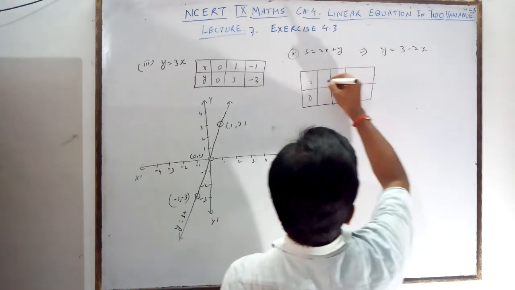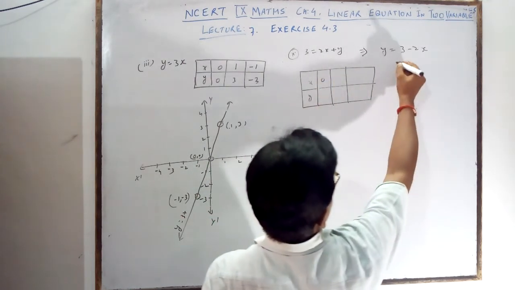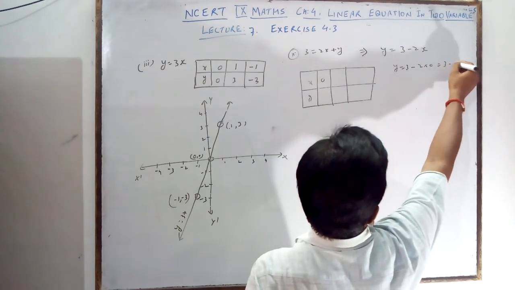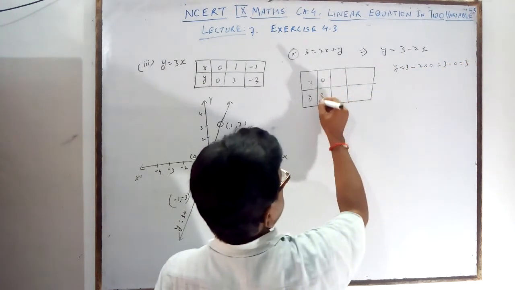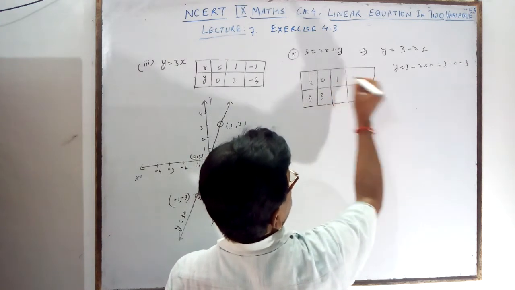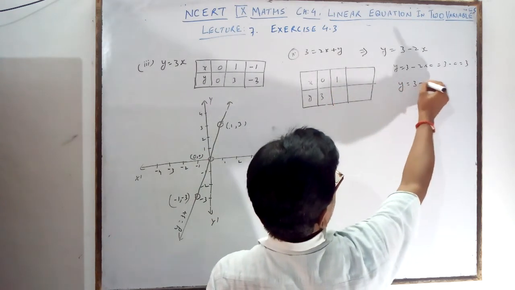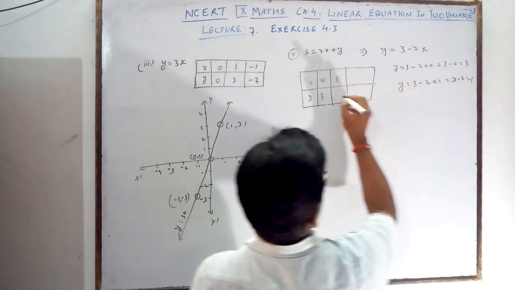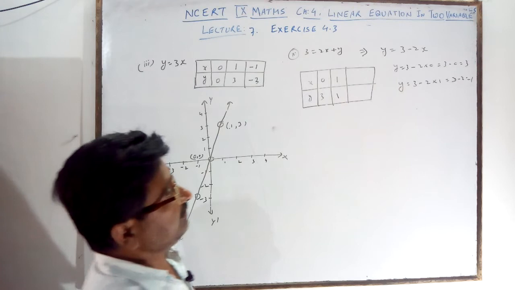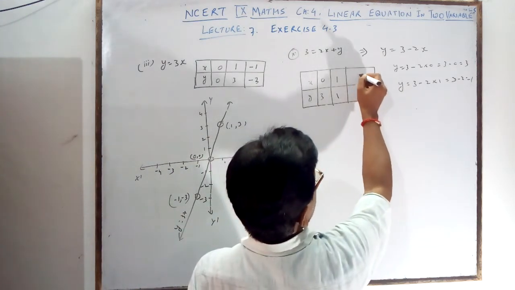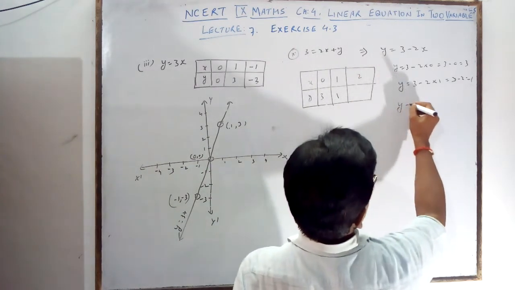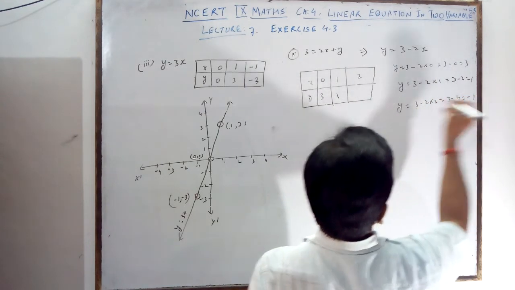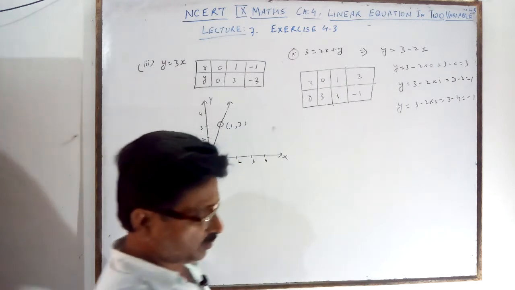So if x is equal to 0, then y is equal to 3 minus 2 into 0, which is 3. X is equal to 1, then y is equal to 3 minus 2 into 1, 3 minus 2 is 1. Then x is 2, then y is equal to 3 minus 2 into 2, that is 3 minus 4, it is minus 1. 3 points are sufficient to draw.